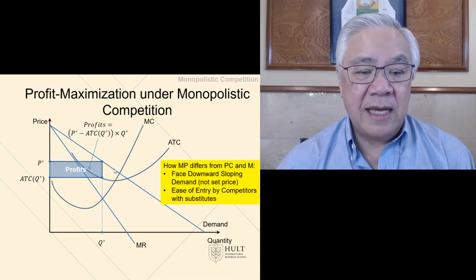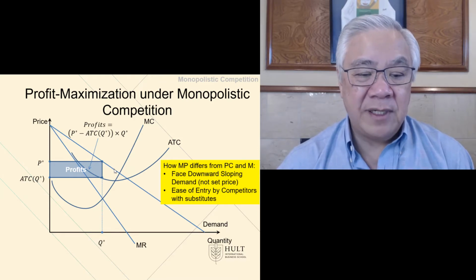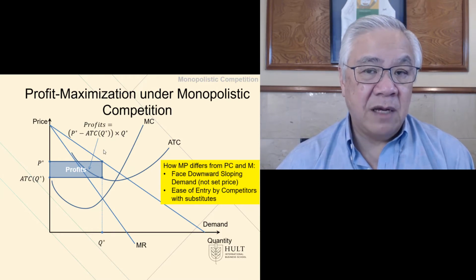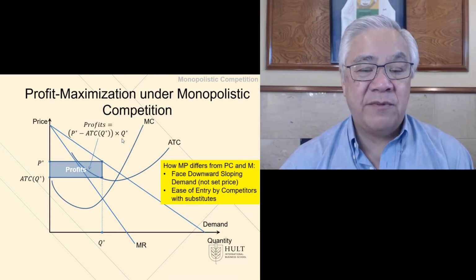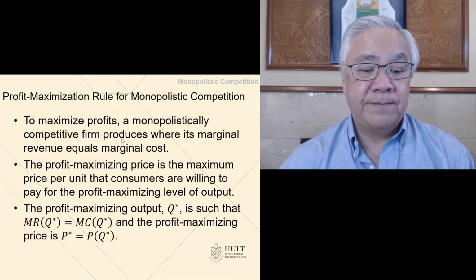But in this case, notice that there is no barrier to entry. So other competitors can see this profit, and if they have a favorable cost position, they can enter the market and start taking away some of your business, some of your demand.